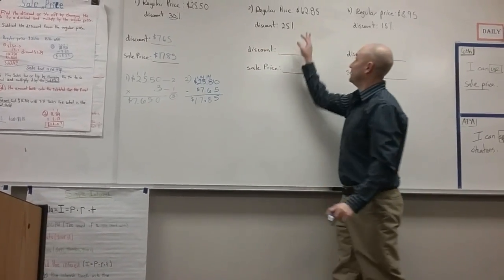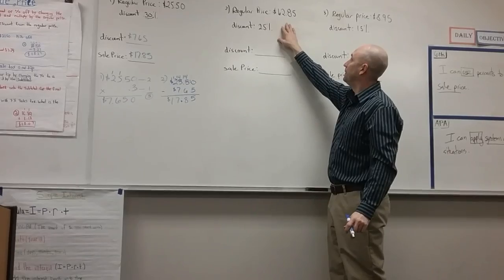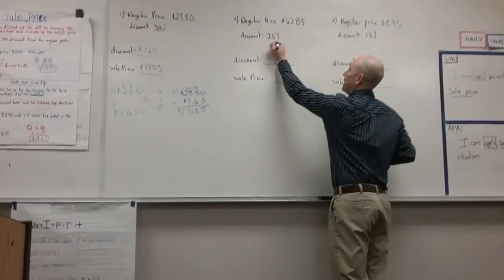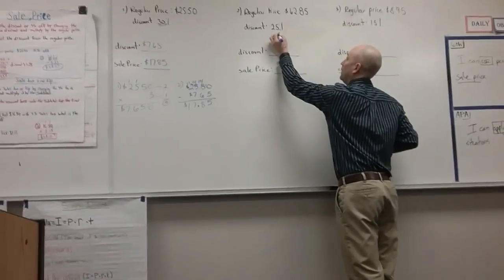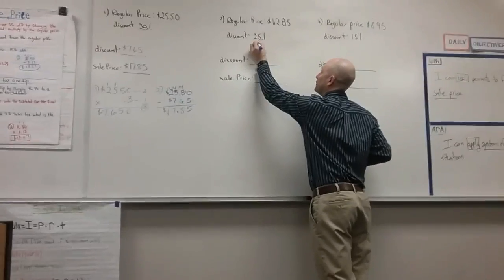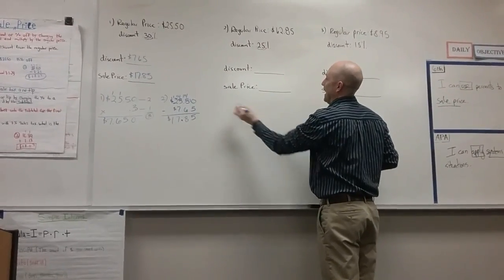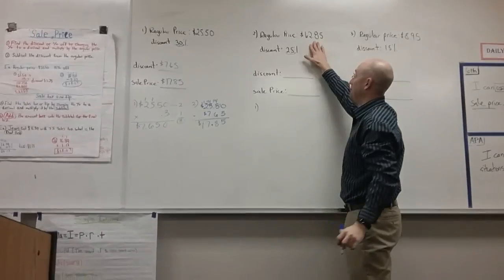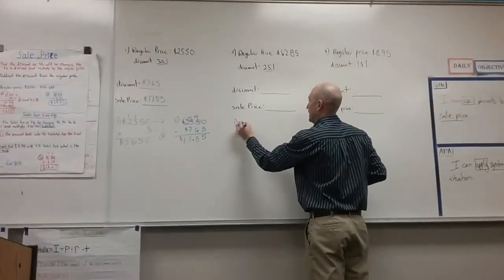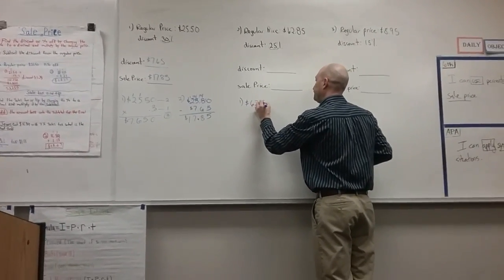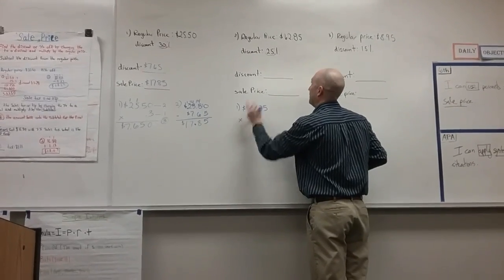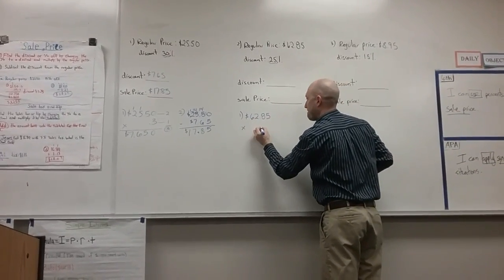Okay? My next example, I'll do the exact same steps. I'm first going to change my 25% to a decimal by putting my decimal point in and moving it 2 places to the left. Now I'm going to multiply my original price of $62.85 by 0.25.